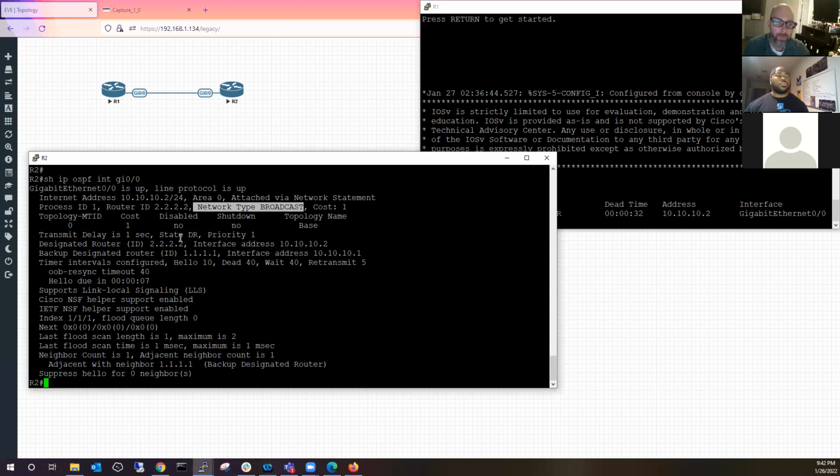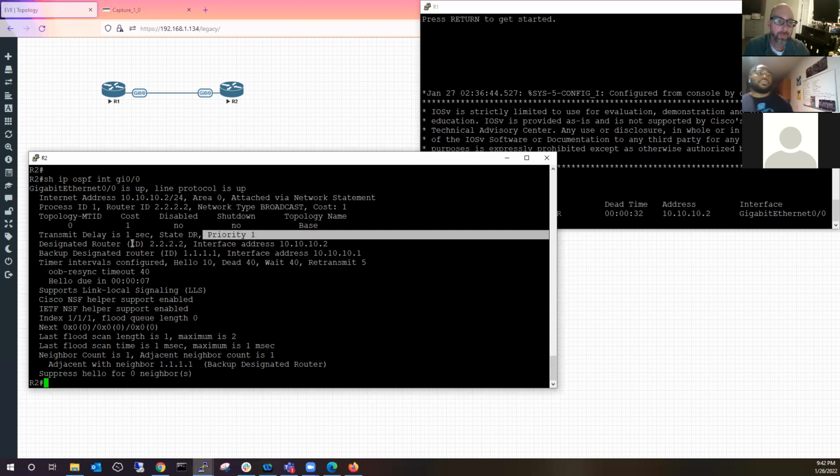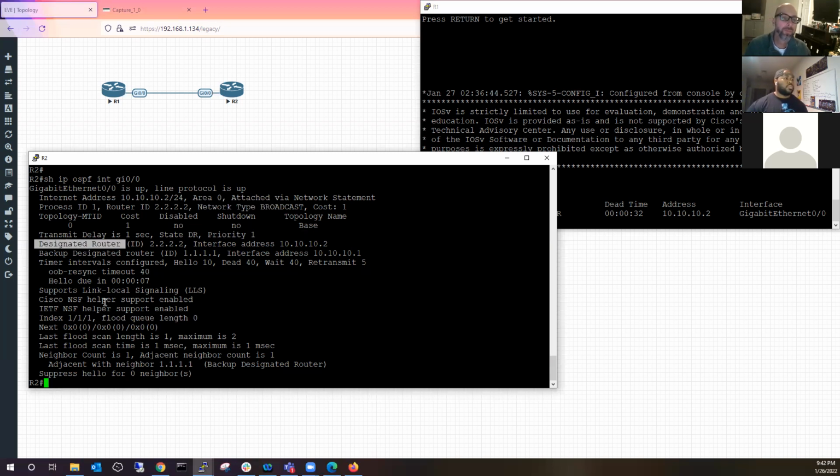So you can also see your priority here. You can see your designated router status. And you can see your router ID here. You can see your hello timers here.